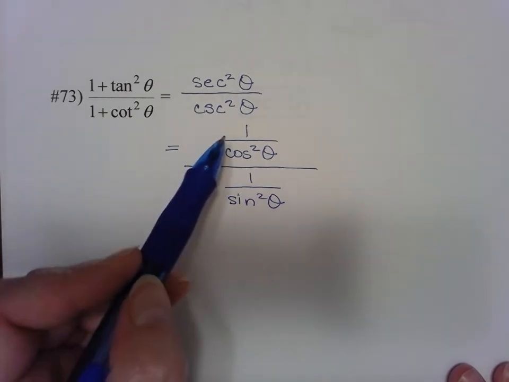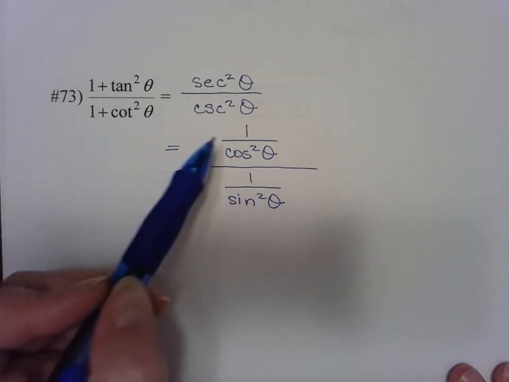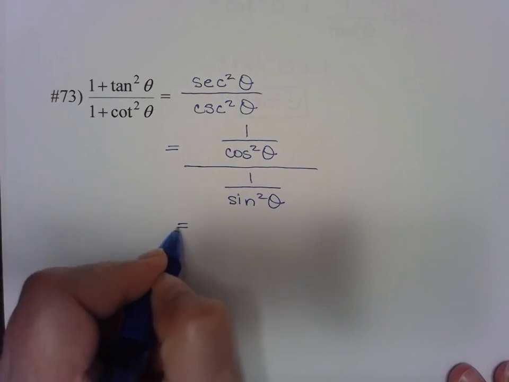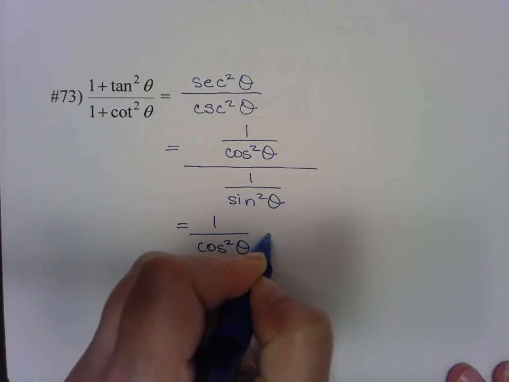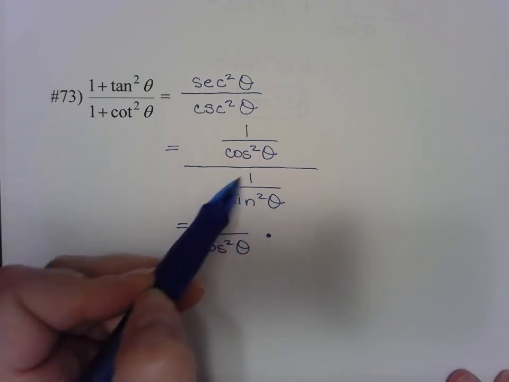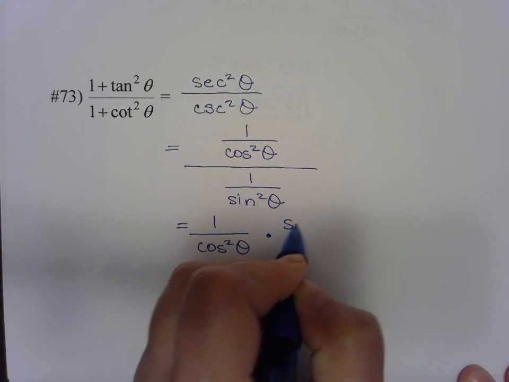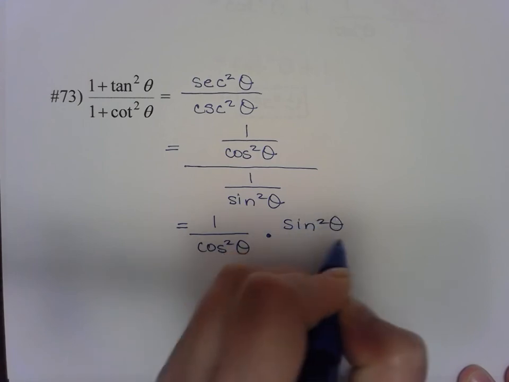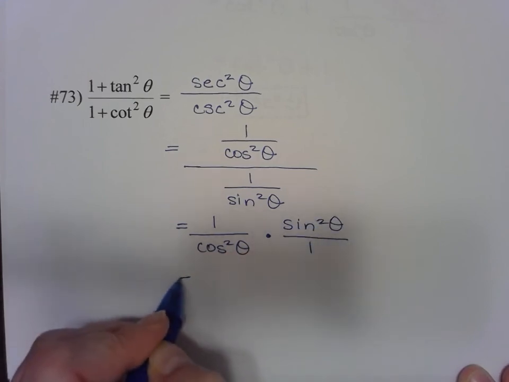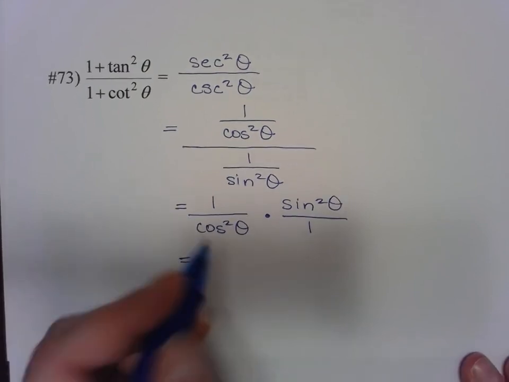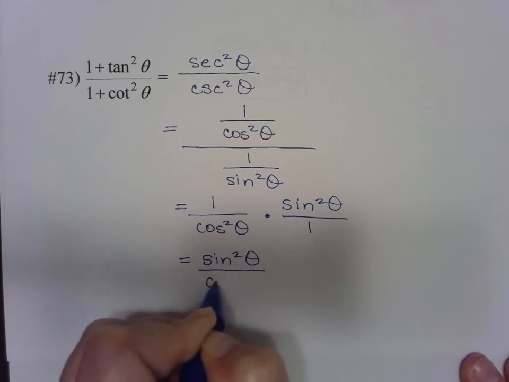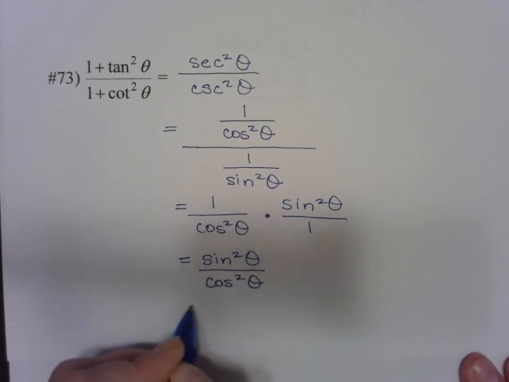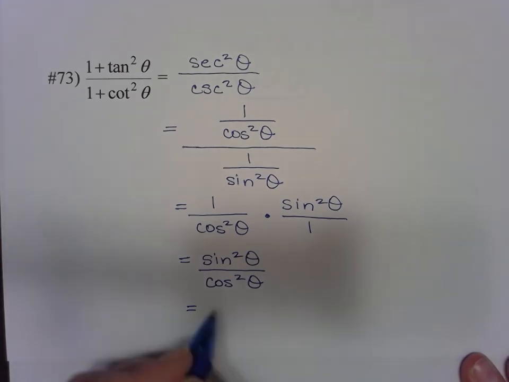If I'm dividing fractions, I can do that keep, change, flip idea. So I keep the first fraction, change the operation to multiplication, and flip the second fraction. So that's going to give me sine squared of theta over cosine squared theta. And that's a quotient identity for tangent squared theta.